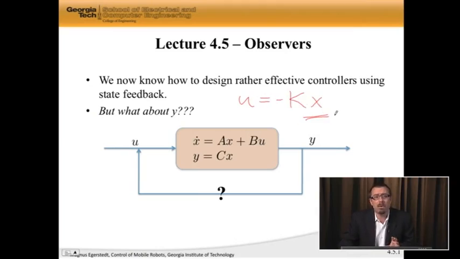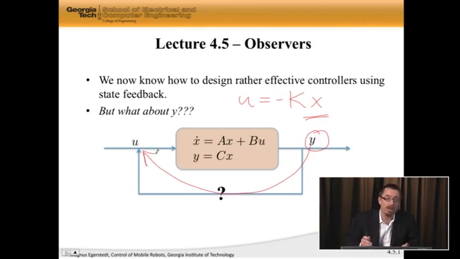So what about y? Ultimately, we don't have x. We have y coming out of the system. And somehow, this y has to translate into a u. It's not enough to say x translates into a u, because we actually don't have x.